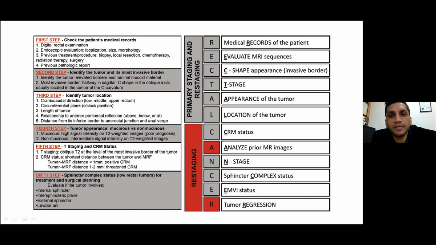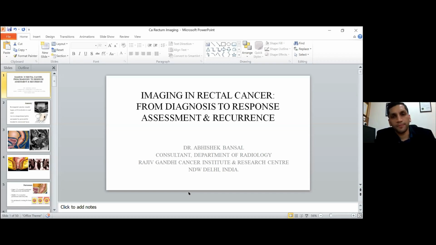In terms of primary staging, this is a mnemonic, RECTAL: evaluate the MRI sequence, shape appearance, T-stage appearance of the tumor, and location of the tumor. And for restaging, CRM status, always analyze the prior MR images. That is very important for evaluating post-treatment response. What is the end stage? If it is a low rectal tumor, talk about the sphincter complex. What's the EMVI status, and how has the tumor regressed. So this is all about imaging evaluation in CA rectum, and how we go about evaluation prior to the disease and then post-treatment also. Thank you.